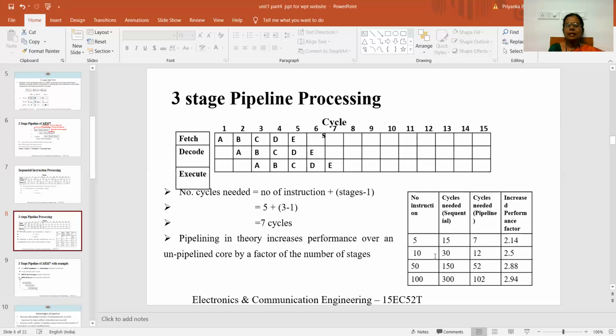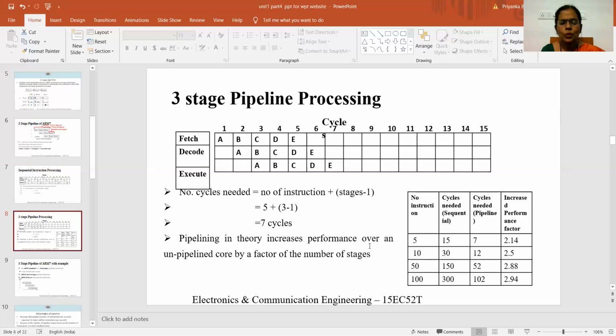Another example we'll take. If there are 10 instructions, how many cycles are required in sequential? 10 into 3, 30. How many cycles are required in pipeline? You apply this formula, 10 plus 3 minus 1. 3 minus 1 is 2. So 10 plus 2 is 12. So we require 12. So what is the increased performance? 30 divided by 12. So it is 2.5. In this way, the remaining 2 you calculate, you will get 2.88 and 2.94 increased performance factor.